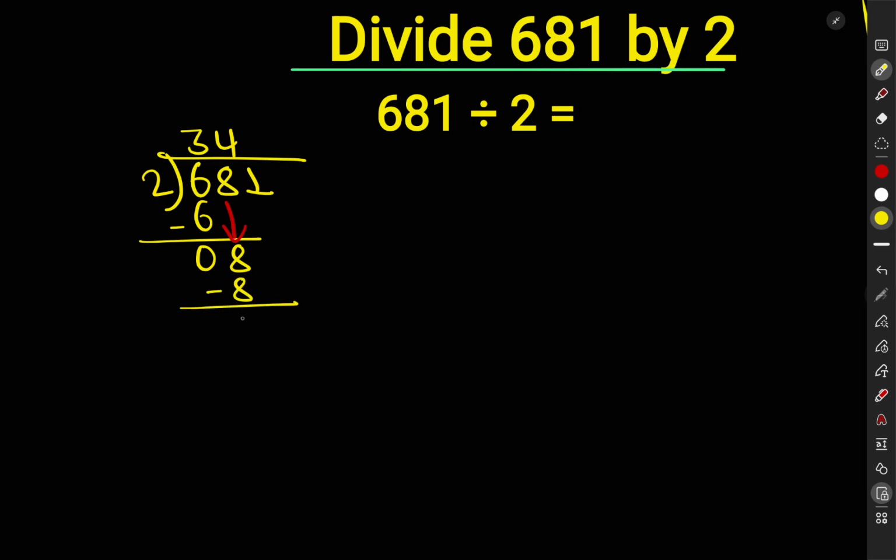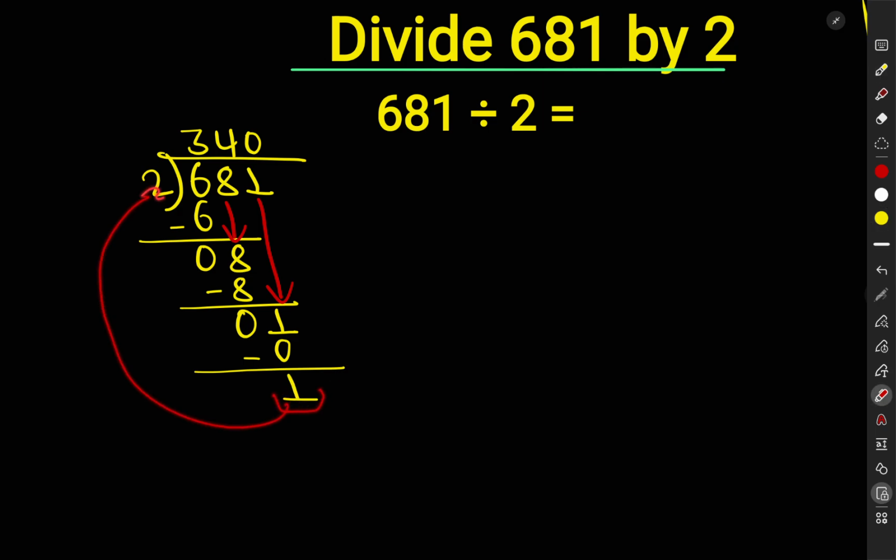On subtracting we get 0. So again we put down this 1 and 2 times 0 means 0. So on subtracting we get 1. So now this 1 is less than 2 and there is no other number to put it down.